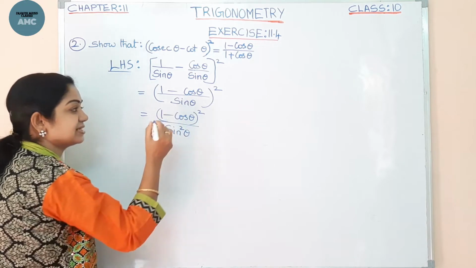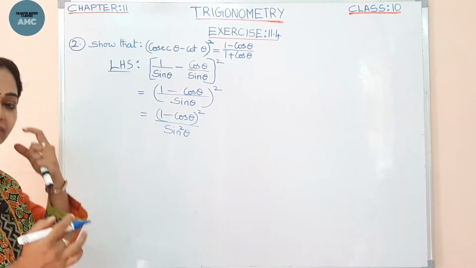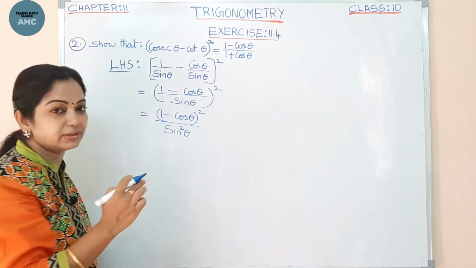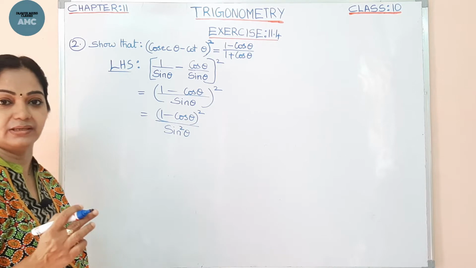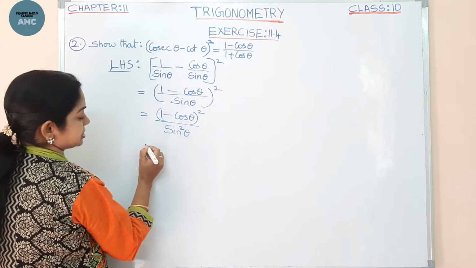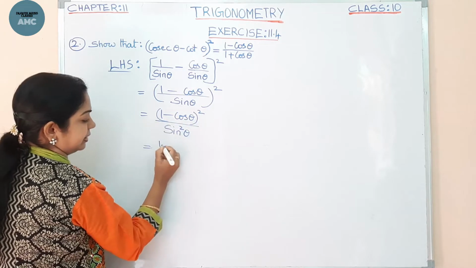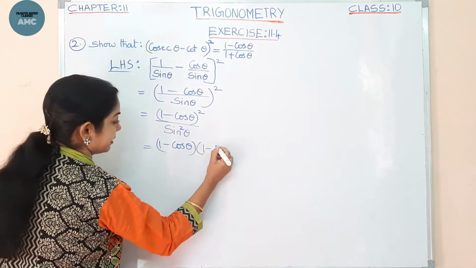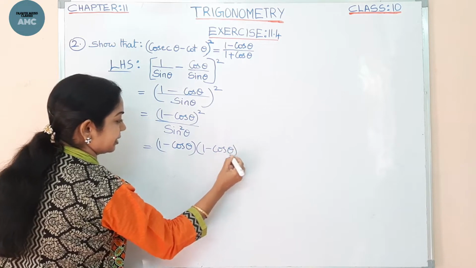Now, we don't write sine theta whole square. How do we write it for the trigonometric ratios? For the square we write sine square theta. We don't even write it as sine theta square, isn't it? I have told that in the before session. Now, 1 minus cos theta whole square, I can write it as 1 minus cos theta into again 1 minus cos theta, because that is square.